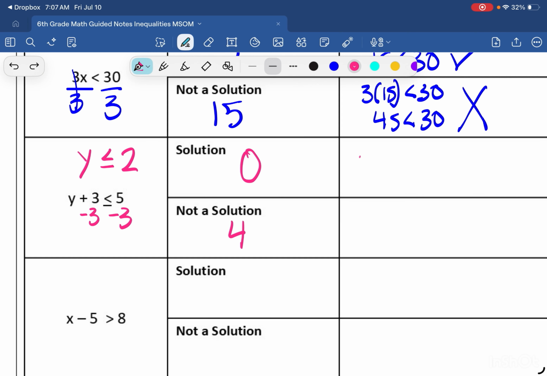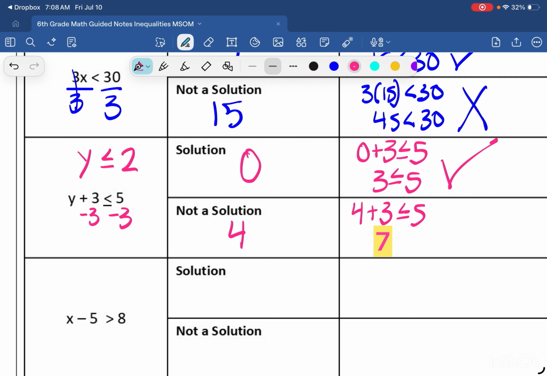My reasoning, let's substitute in the numbers. 0 plus 3 is less than or equal to 5, which means 3 is less than or equal to 5, and that checks out. The next one, 4 plus 3 is less than or equal to 5, which means 7 is less than or equal to 5, and that is not a solution.